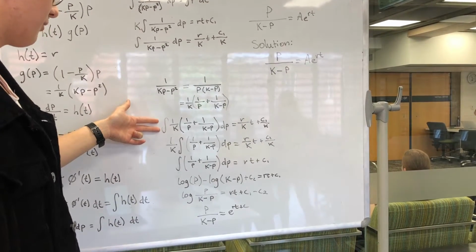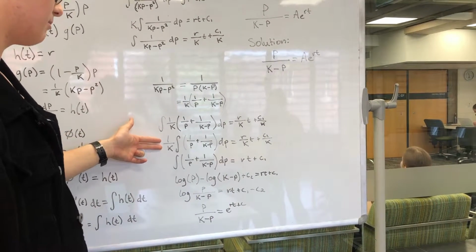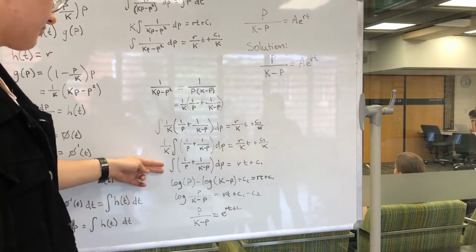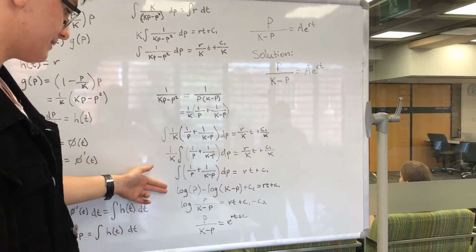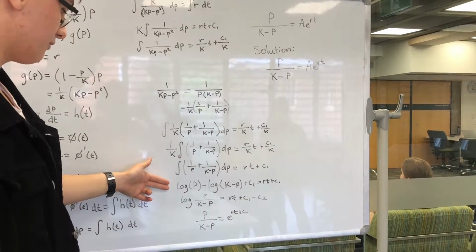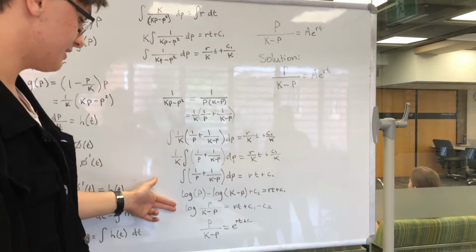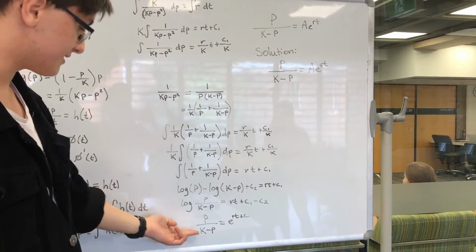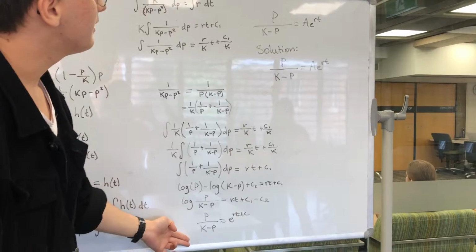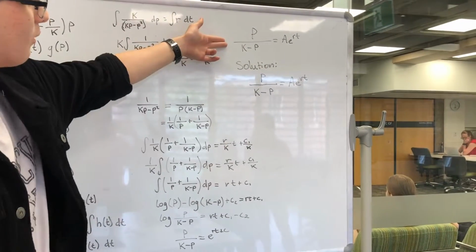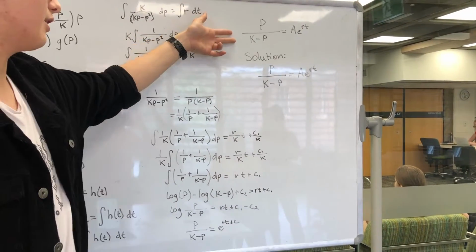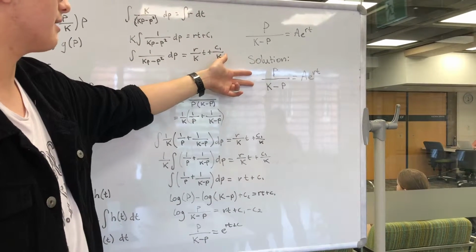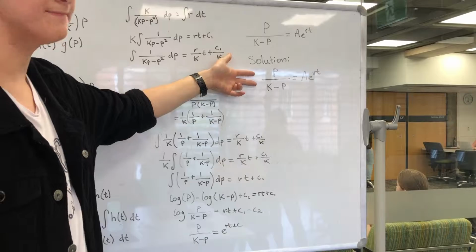we can factorize out the 1 over k and put it out here, and then multiply both sides of the equation by k, giving us this. Integrating the left-hand side gives us this, which we can combine with log laws to give us this. Exponentiating both sides and letting c equals c1 minus c2 gives us this, which then gives us this, where a equals e to the c. Our final explicit solution for our differential equation is p over k minus p equals a e to the rt.